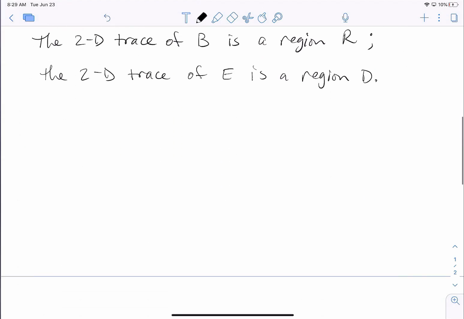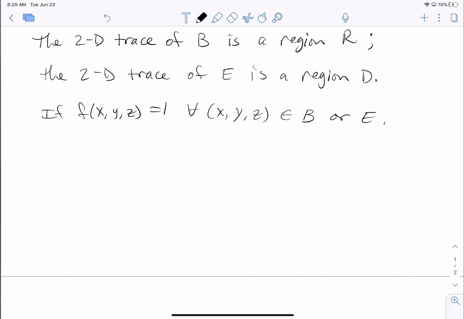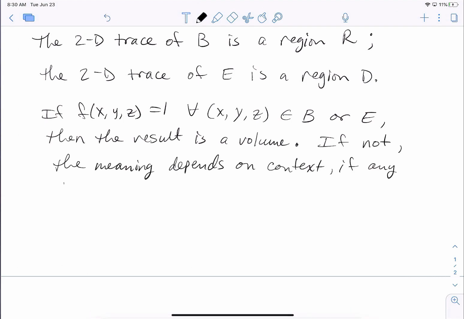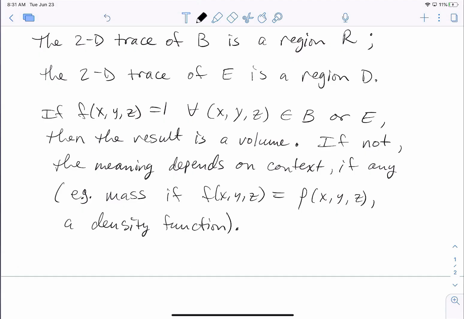As for the meaning of a triple integral, if the function f of x, y, z is equal to 1 for all ordered triples x, y, z that are in the region B or E, depending on the integral, then the result is a volume. If not, the meaning depends on context, if any, such as mass if the function f of x, y, z is rho of x, y, z, a density function. That's just one example, though.